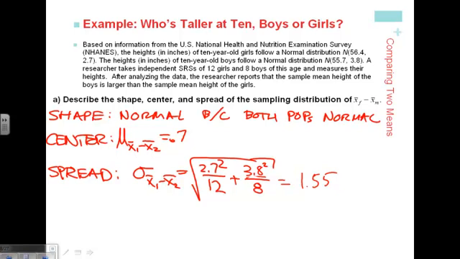I do these two samples of these two sides one time. What's the probability with those particular samples that I'd actually end up getting an average height taller for the boys than for the girls? Well, let's put all the pieces together. Here's my normal distribution. It's centered at 0.7. It's got a standard deviation of 1.55.